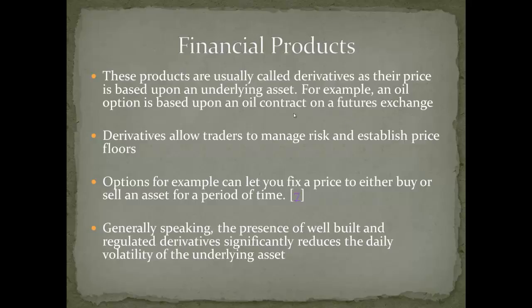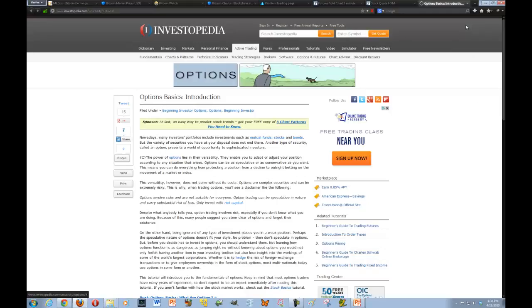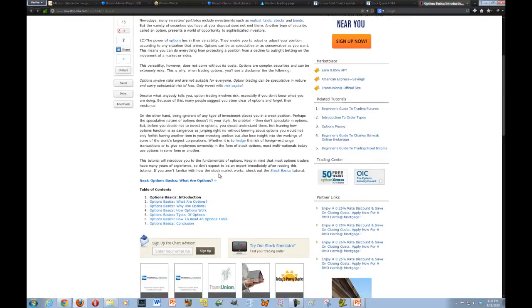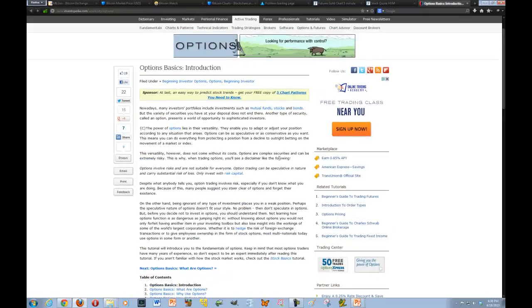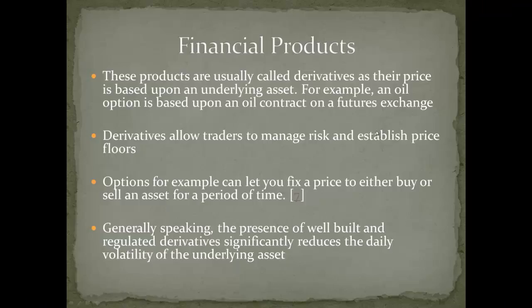I included a link here from Investopedia because options are a very deep and intricate topic, and they have a nice tutorial on what options are, how they're used, and what you can do with them. After taking this tutorial, which is totally free, you'll have a much better understanding of options in general. Just think of an option as an insurance policy that allows you to either sell or purchase an underlying asset at a certain price point within some sort of time scale.